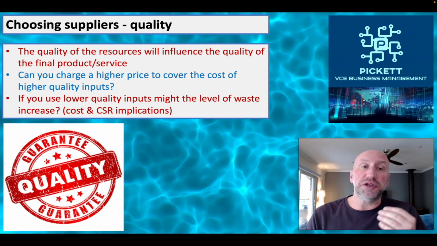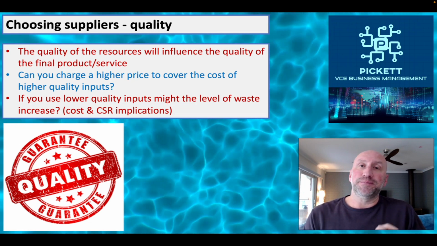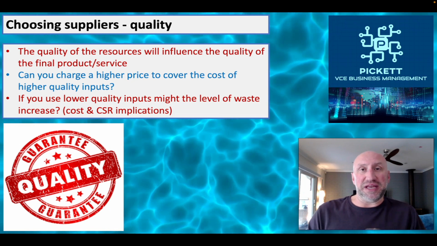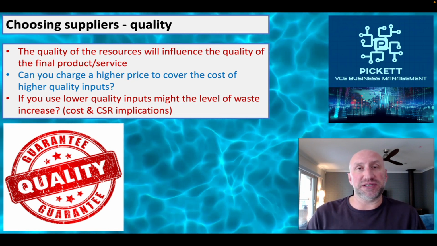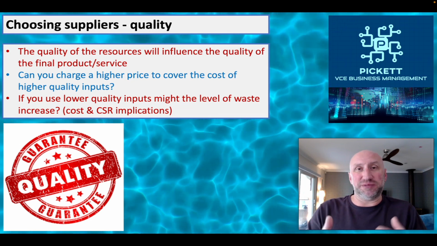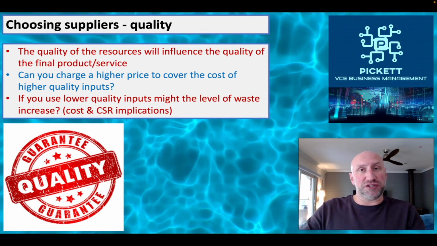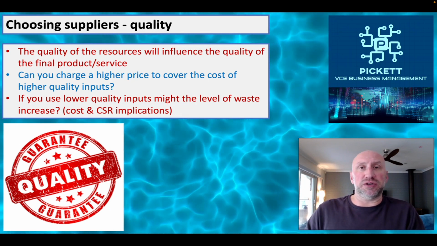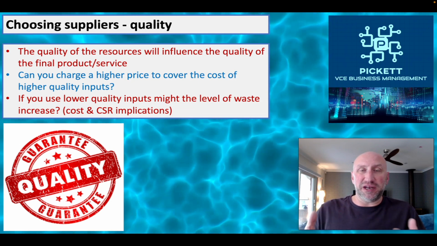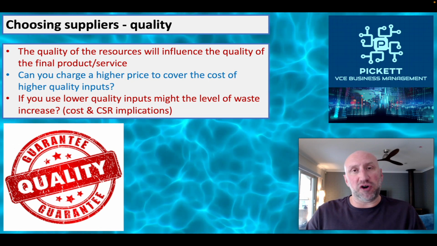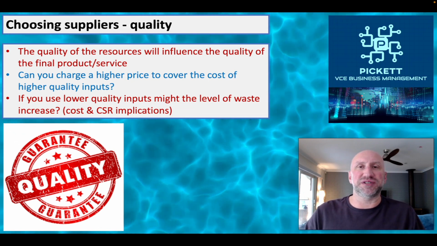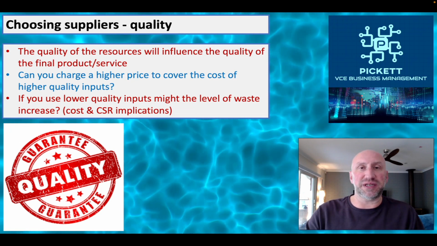And if you use lower quality inputs, are you going to increase the level of waste that you're producing in your business? And there's cost and social responsibility implications there. If you're throwing stuff away because the quality is poor, then there's obviously a cost to throwing stuff away. And of course, social responsibility, the implications of throwing stuff away, not good for the environment, not good for society, and so on and so forth. So what we're trying to do in a business is constantly minimize the amount of waste that we're producing as well.